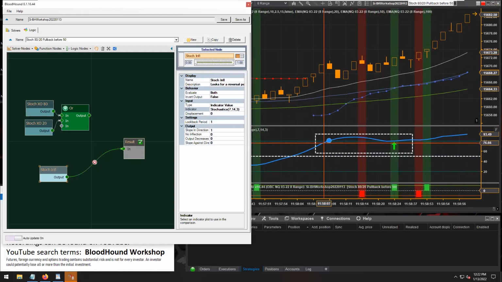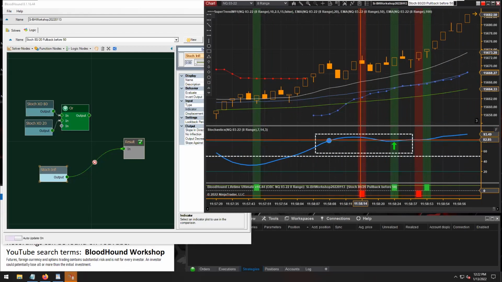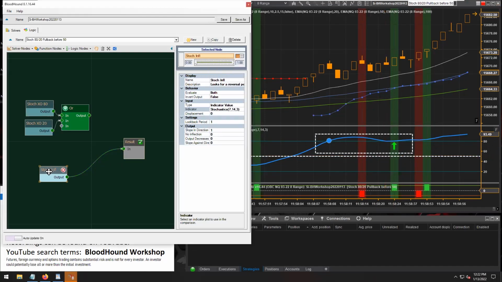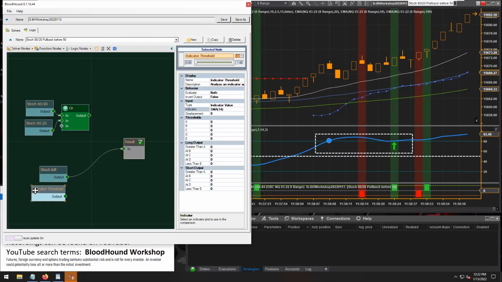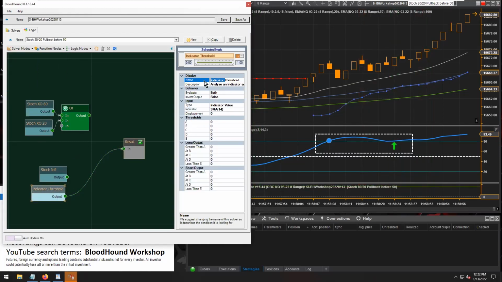Now we need to make sure that these inflections upward, or these reversals upward, are above the 50 value. Remember, that's one of the requirements: this pullback reversing back up needs to stay above the 50 level. So to do that, we're going to need a threshold solver here. We just simply need to know, is the stochastics above or below the 50 level?